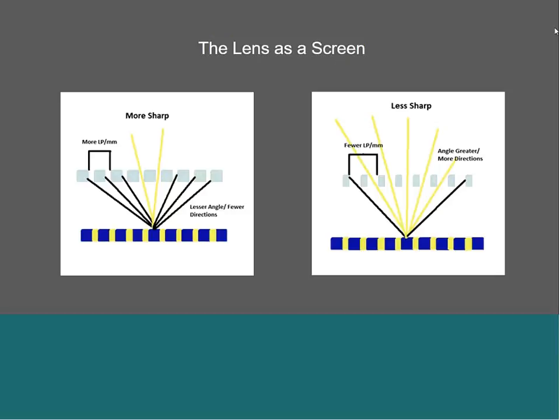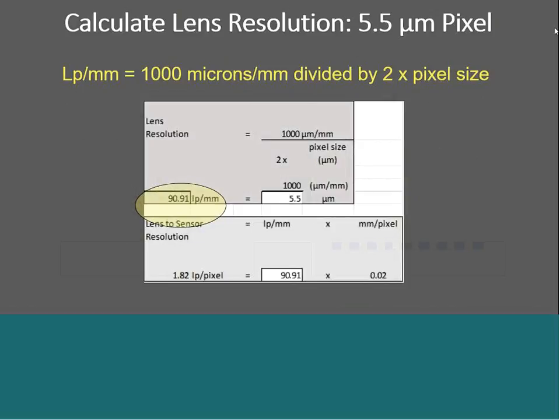We need more line pairs per millimeter with a smaller pixel. So let's calculate the lens resolution. This is the equation, but again, I have a handy-dandy sheet that I've used to do this. So we see for our example for the 5 micron pixel, it's roughly 91 line pairs per millimeter that we need to support that lens.